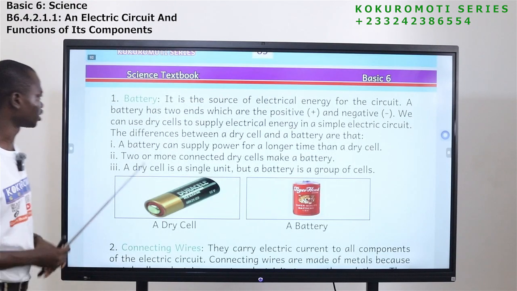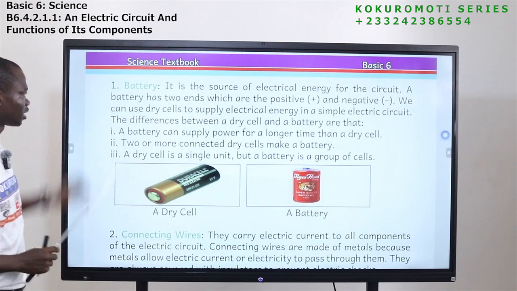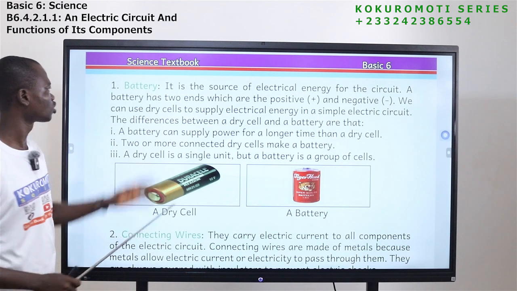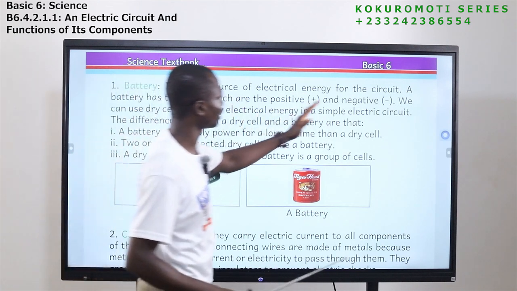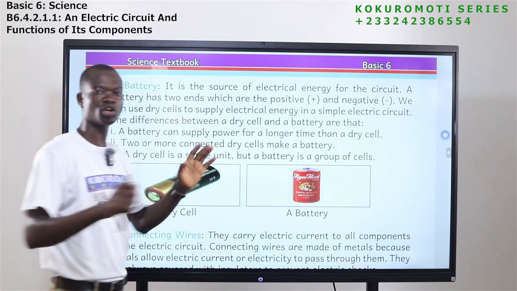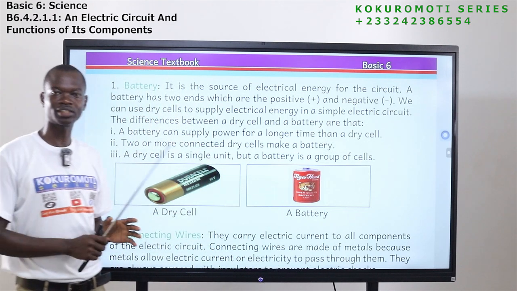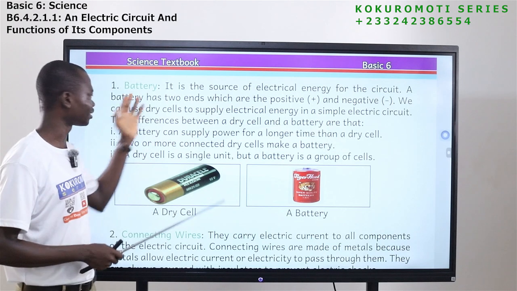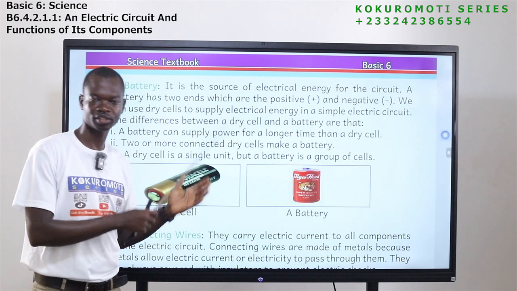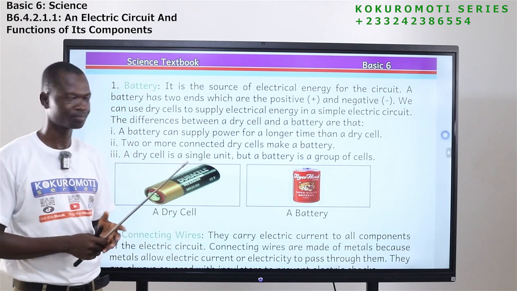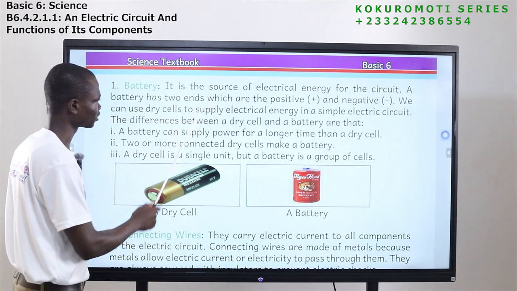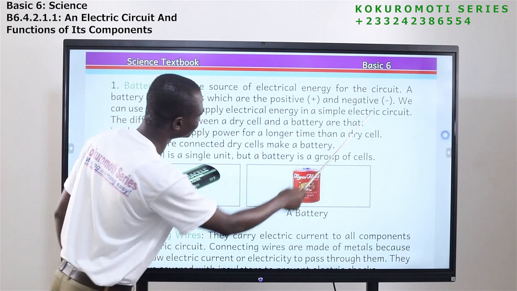Now let's continue. The first one that we are looking at is the battery. Every electric circuit has a battery. It is a source of electrical energy for the circuit. So all electric circuits get their energy from the battery. Now let's look at something about the battery. A battery has two ends, which are the positive and the negative.